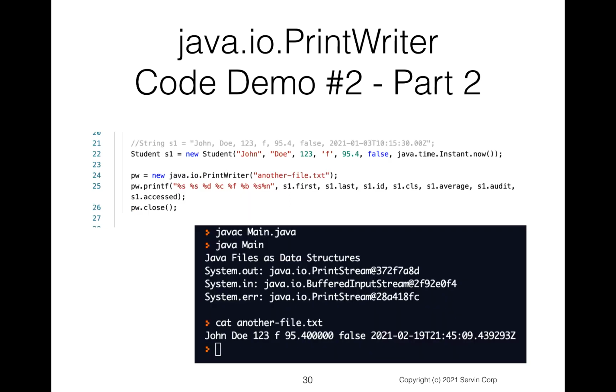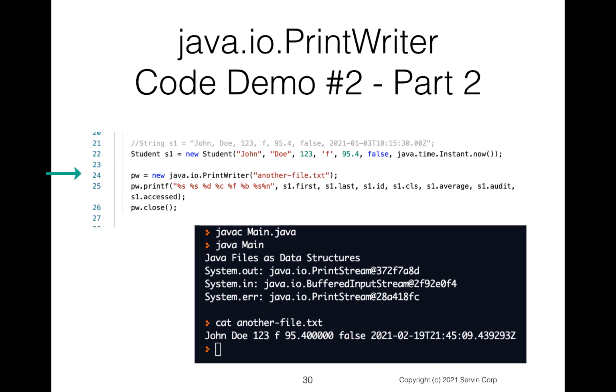So to actually show using this with our PrintWriter, notice at line 22 I create a new student. In this case I create a John Doe student. John Doe has the ID of 123. The character F means a freshman. The 95.4 is the average. False for audit. And then the time of day is actually java.time.Instant.now. So that's our student.